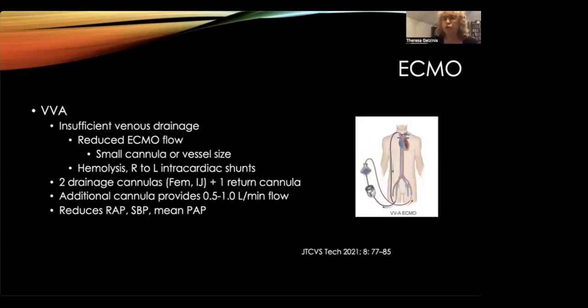VVA ECMO is required when there's insufficient venous drainage and reduced ECMO flow due to either small cannulas or small vessels. Other indications include hemolysis and right to left intracardiac shunting. VVA ECMO requires 2 drainage cannulas, both femoral and IJ, and 1 return cannula. The additional cannula can provide up to 1 liter per minute of flow and it's been shown to reduce right atrial, systolic, and mean PA pressures.